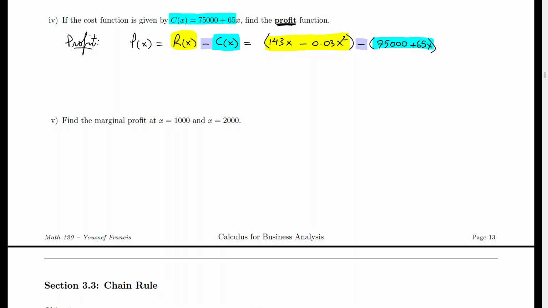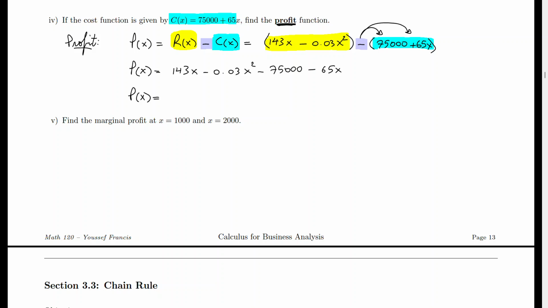So we don't have to do any derivatives here, we just have to subtract some terms, but be careful when you're subtracting. The minus on this middle part has to distribute to the two terms that follow, so let me do that first. 143x minus 0.03x squared minus 75,000 and then minus 65x.